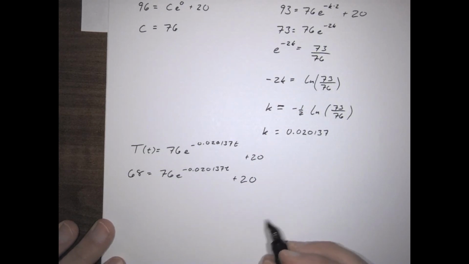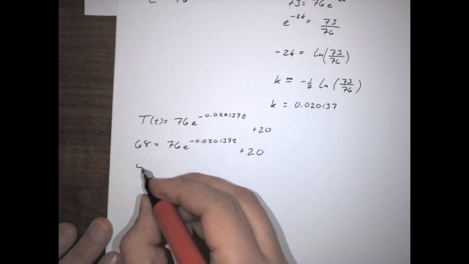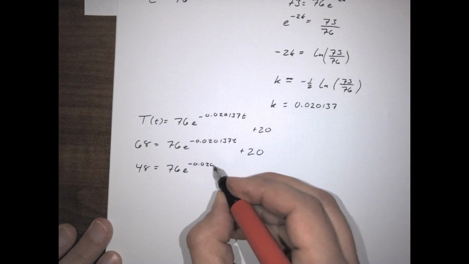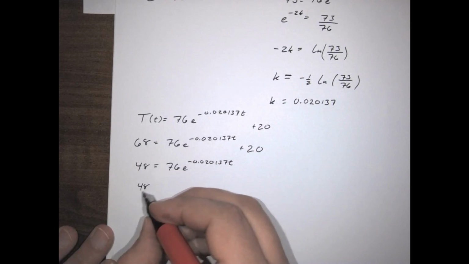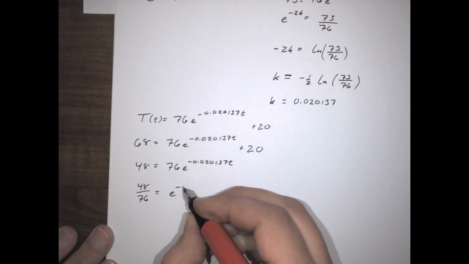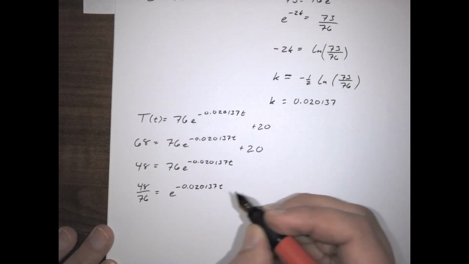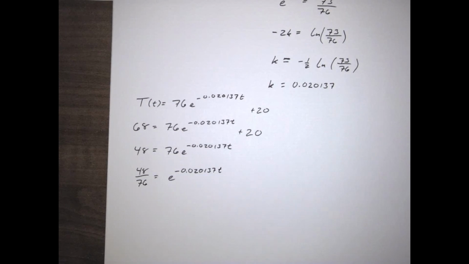And to solve for the t, we just peel away layer after layer from the outside in until there's nothing but a t left. So I subtract 20 from both sides. And then you take stock and you realize if I divide by that, we'll have 48 over 76 on the left, e to the negative 0.020137. Now the thing on the left can be reduced a little bit if you're into that kind of thing. We can see that the top and the bottom are both divisible by 4, but beyond that it doesn't really make any difference, and we're going to put this in a calculator anyway, so why bother?